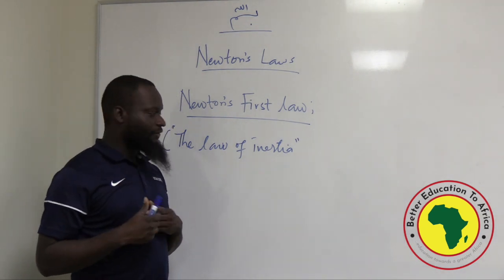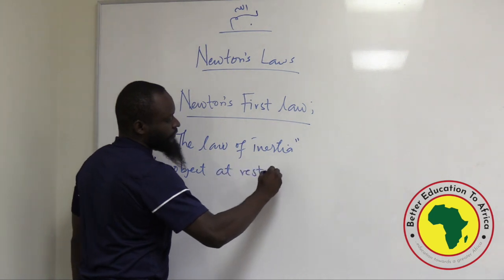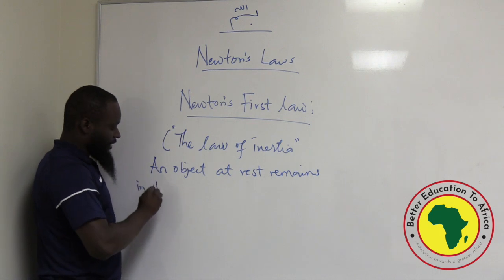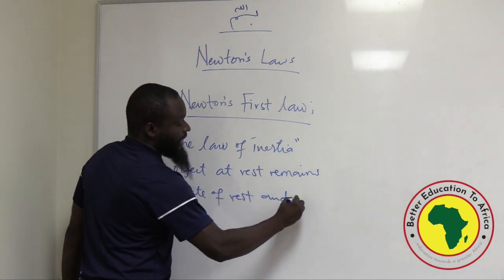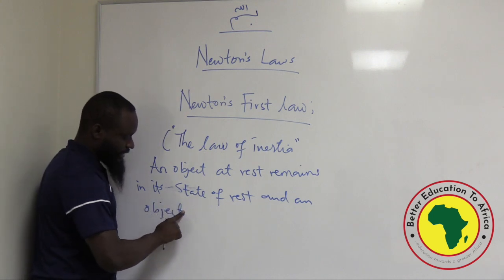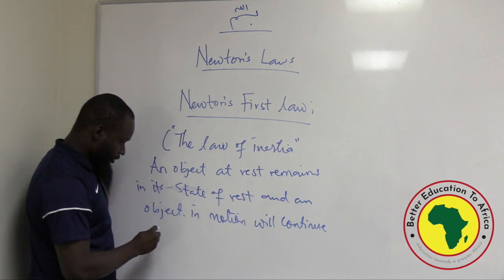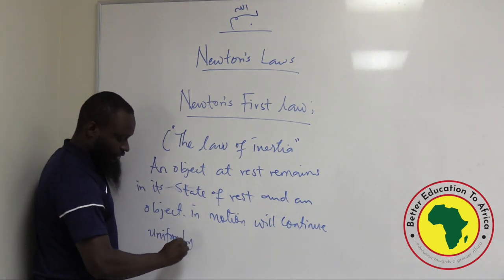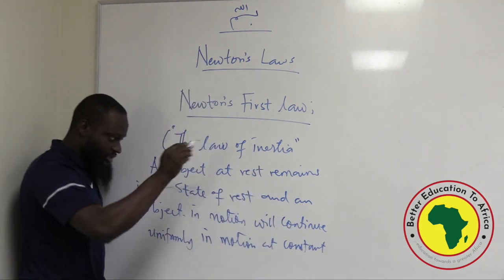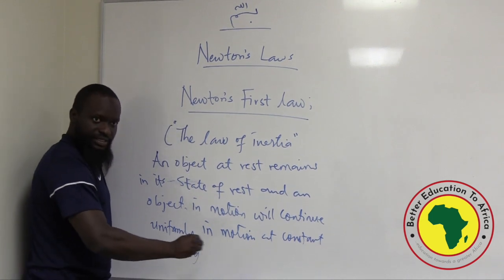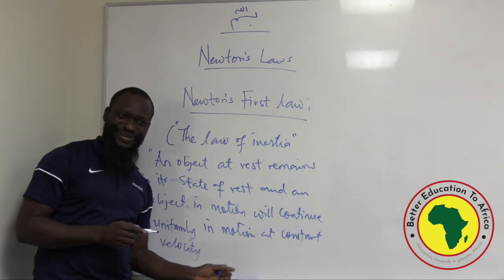Okay. So it says that an object at rest remains in its state of rest, and an object in motion will continue uniformly in motion at a constant velocity, meaning constant speed and direction. Okay, but there is a missing part. The law from here up to here is perfect. It is the missing part that has some problem that I'm going to explain today.